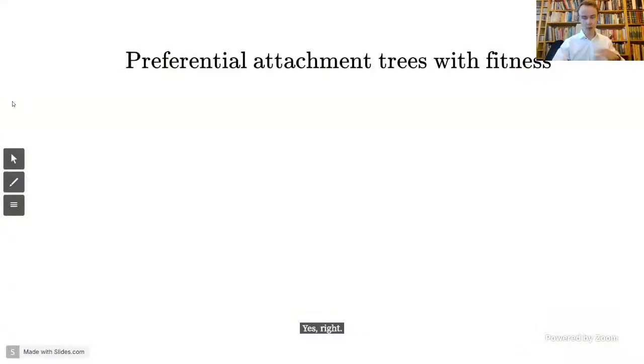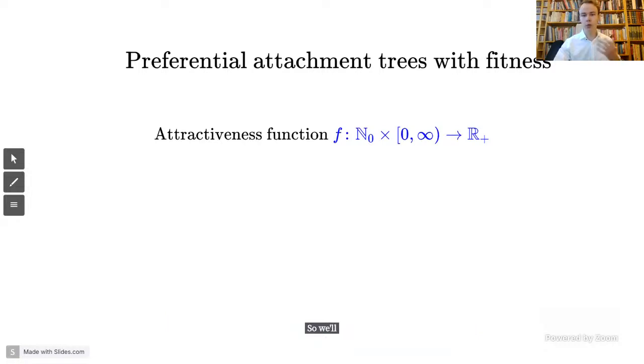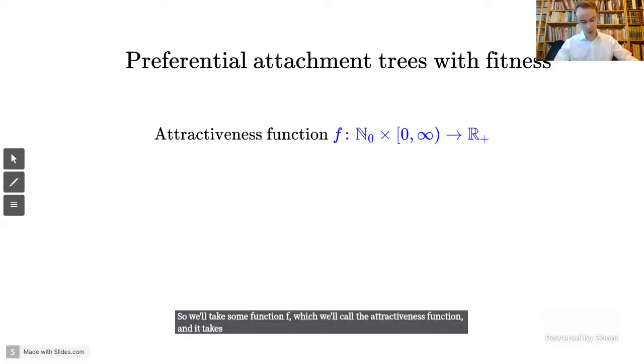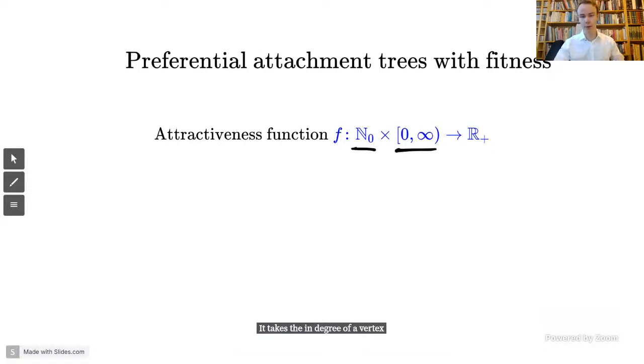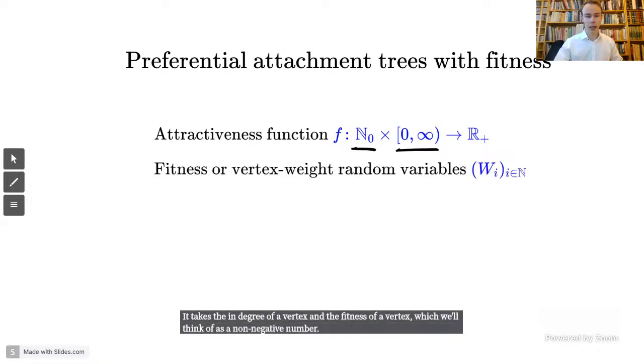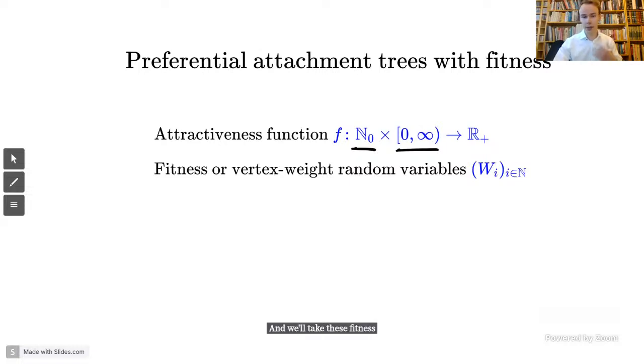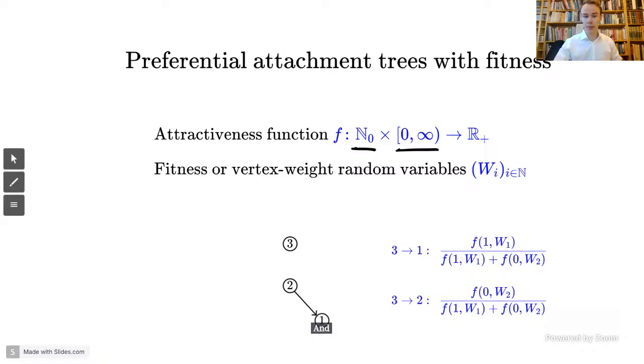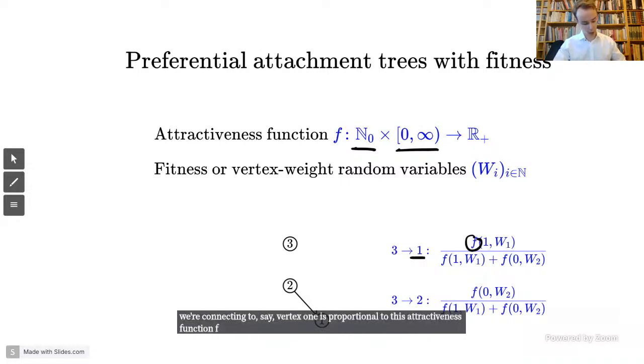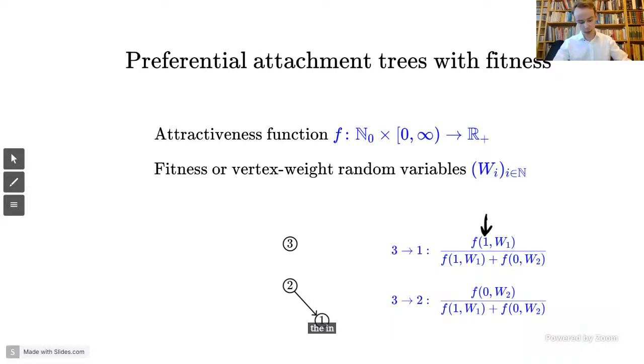So I want to set up a little bit more of a general model compared to what Marcel talked about. We'll take some function f, which we'll call the attractiveness function, and it takes 2 arguments. It takes the integrity of a vertex and the fitness of a vertex, which we'll think of as a non-negative number. And we'll take these fitness or vertex weight random variables w_i, and then let a tree evolve as follows. We start with a root, then a new vertex will always connect to this root. And now vertex 3 has 2 choices. It either connects to 1 or to 2, and it will do so according to these probabilities, where connecting to, say, vertex 1 is proportional to this attractiveness function f, with arguments the integrity of vertex 1 and its fitness or vertex weight. And the same is true for vertex 2.